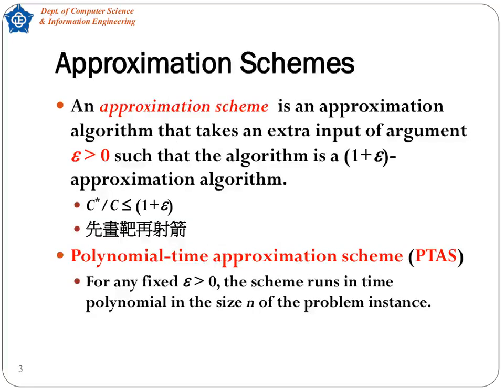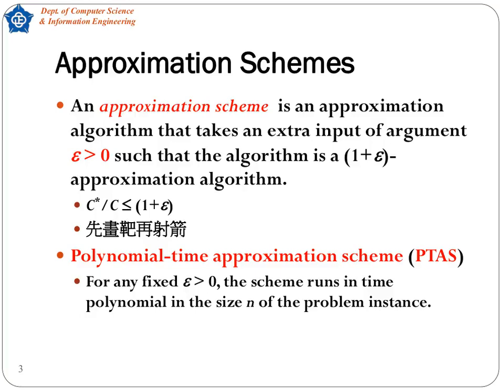Building on our discussion of rho approximation algorithms, we now introduce the idea of an approximation scheme. This is an algorithm that, besides the problem instance, takes a parameter epsilon greater than 0 and guarantees a solution within a factor of 1 plus epsilon of optimal. In other words, if C star is the optimal cost and C is the cost our scheme returns, then C divided by C star is less than or equal to 1 plus epsilon.